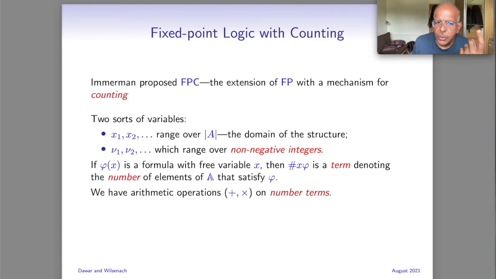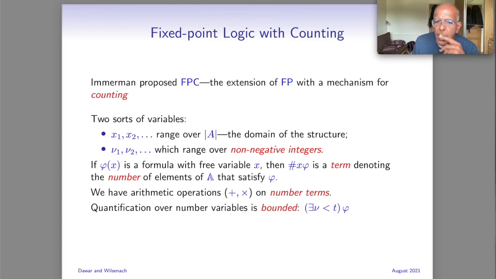On number terms, so what's a number term? A number term is either one of these number variables or something like this. We allow our arithmetic operations like addition and multiplication. Now, if you have variables ranging over the non-negative integers and you can do arithmetic on them, then of course in principle you get huge expressive power because you have the full power of first order arithmetic. We don't want that.